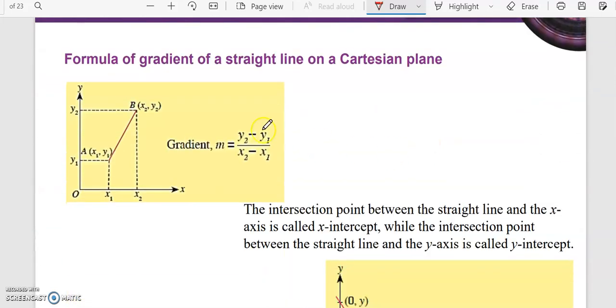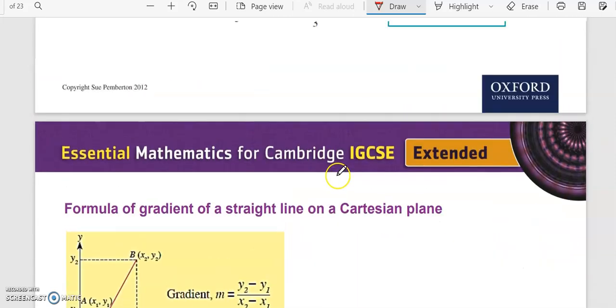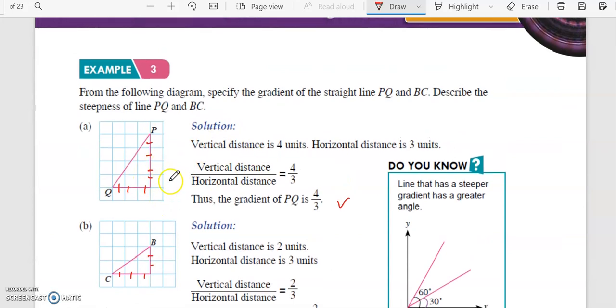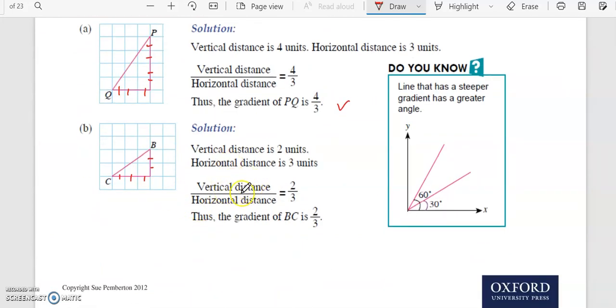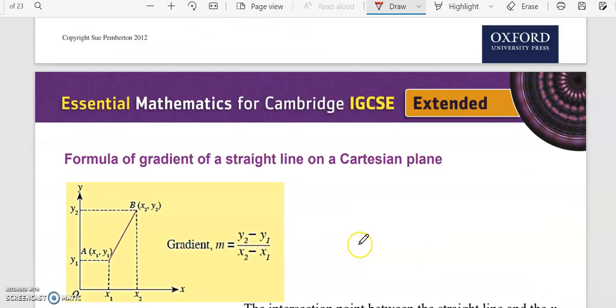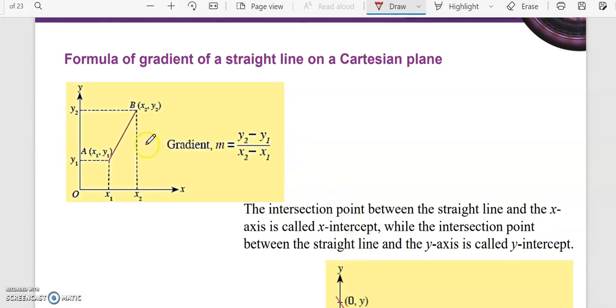So next, the formula of gradient of a straight line on a Cartesian plane. So that one before ni, kita tak ada point dia bagi. So kita just cari dia punya vertical distance bagi dengan horizontal distance. So now, when there are a few points on a straight line, and it lies on a Cartesian plane, bila lies on Cartesian plane, it has its own coordinates. Okay, bila ada coordinates means that you can use coordinates and then substitute into the gradient formula to find the value for gradient of that straight line.